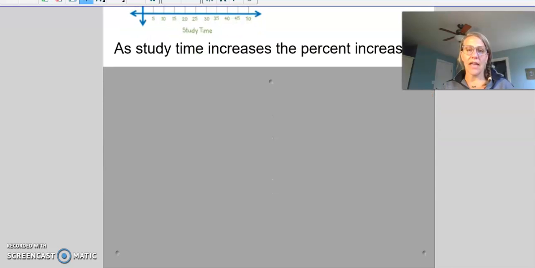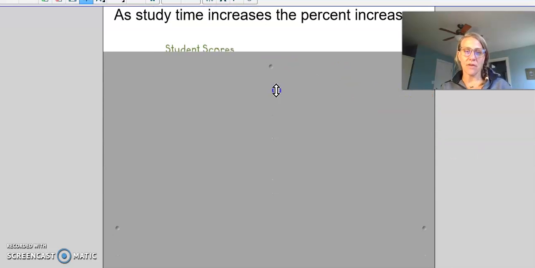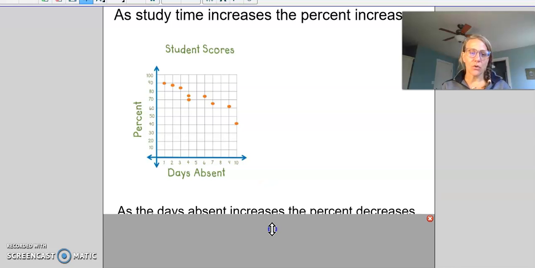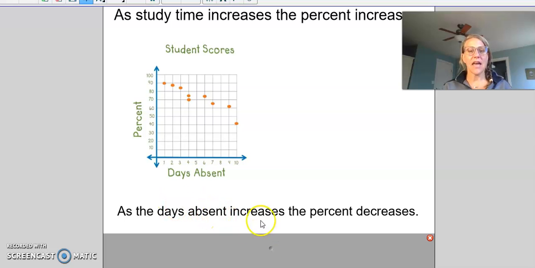So I want you to go ahead and see if you can come up with a statement to describe what's happening here. Go ahead and type in your answer. So you should have noticed that as the days absent increase, so as this value increases, the percent is decreasing. So this is a negative relationship. Again, it's showing one is positive, one is negative. One is increasing, one is decreasing.